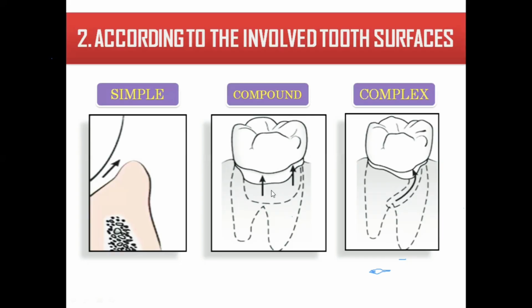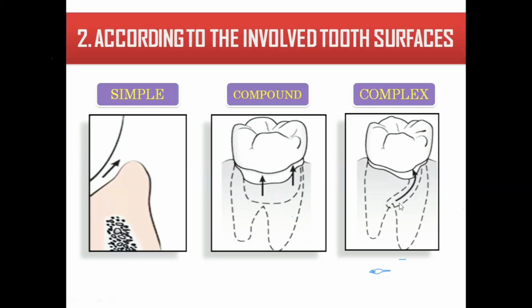Because when two adjacent tooth surfaces are involved, the base of the pocket is in direct contact with the outer environment. It means whatever is present at the base, the pocket contents, will be drained directly to the oral cavity or outside, and there will be lesser chances of formation of an abscess, which is the case with the complex pocket. Now come to the complex pocket.